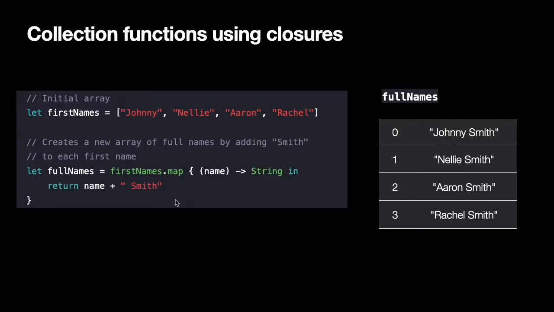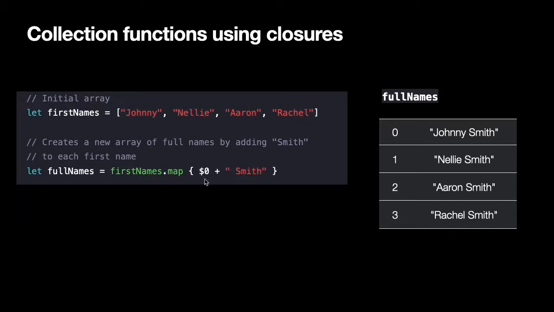Here's an alternative implementation where we take our collection and then we map it with a closure. And the closure will take each name and return a string. And when it returns a string, the string that it returns will be the original first name plus space Smith. The .map will take our existing collection and make a new collection executing this closure on each element. So as a result, we will end up with a full names array where it is Johnny Smith, Nellie Smith, Aaron Smith, and Rachel Smith. Map does the iterating for us.